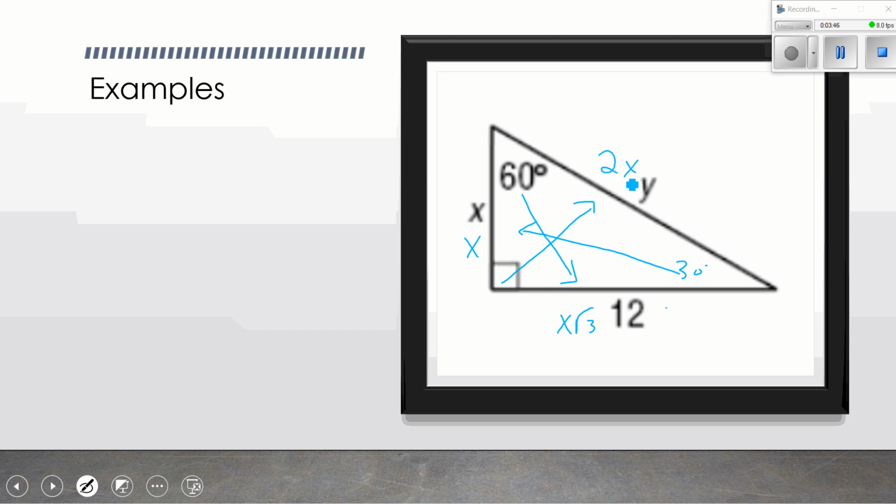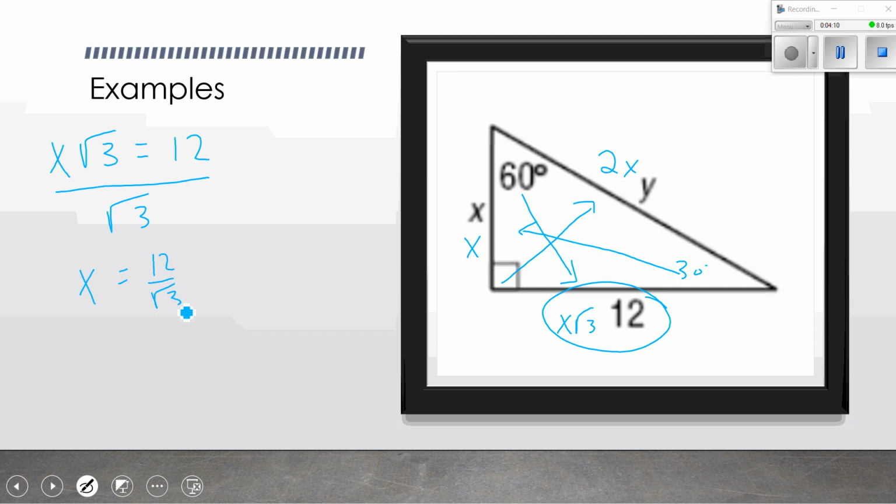Now I'm going to see what side do I already have labeled, and it's this x root 3 side, and it's going to equal 12. So I know x root 3 is equal to 12. Now to get rid of that root 3, I want to divide by root 3, because remember, root 3 is technically a number, so this is saying a number times x. And I get x is equal to 12 over root 3.